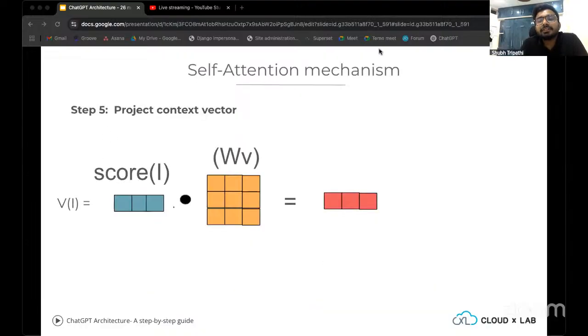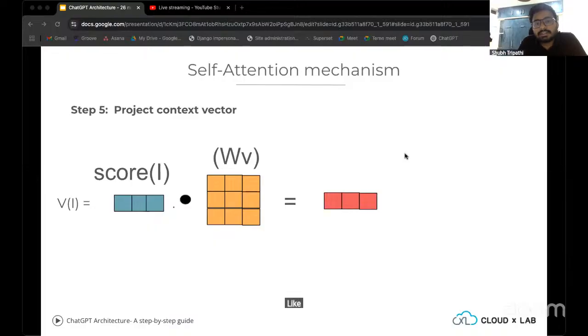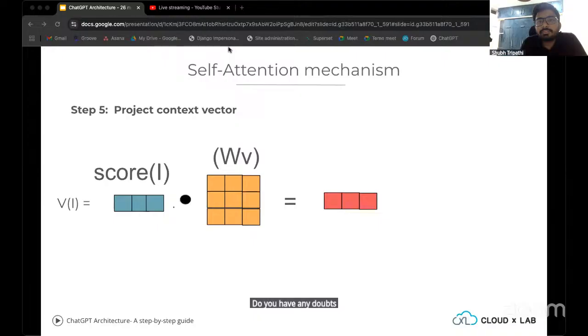Now we jump further. If there are any questions, you all can ask. I think everything is clear, the computation part and how the shapes get projected. Anyway, the shape is not the key part here. That's just maths. But how the values are actually converted, how we perform the computation. Is everything clear to everyone? Do you have any doubts, or should we proceed further?